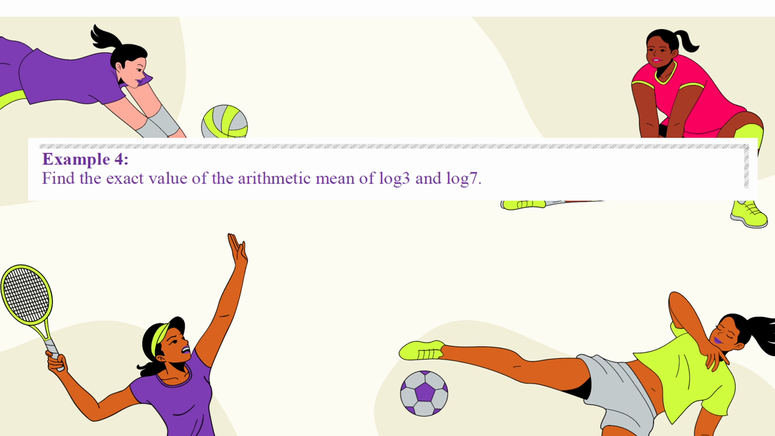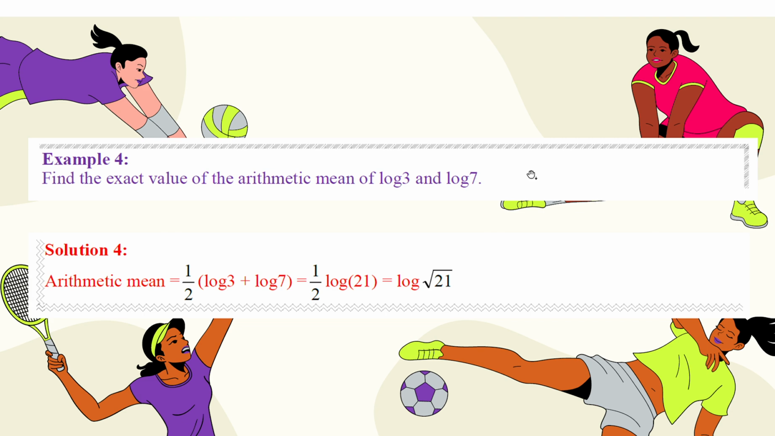You can go back to the previous page to look at the logs. Okay. Welcome back. Checking time. So the arithmetic mean is like this: plus, over 2, and then they add together. Log 21, and then half is a square root. Got it? Well done.